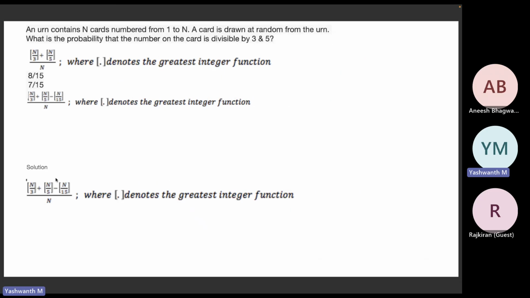Okay, you guys can stay with this problem for some more time and think. If you have understood, I'll give a quick explanation and then we'll move on. You are given 1 to n integers and asked to pick one. What is the probability that it is divisible by both 3 and 5?